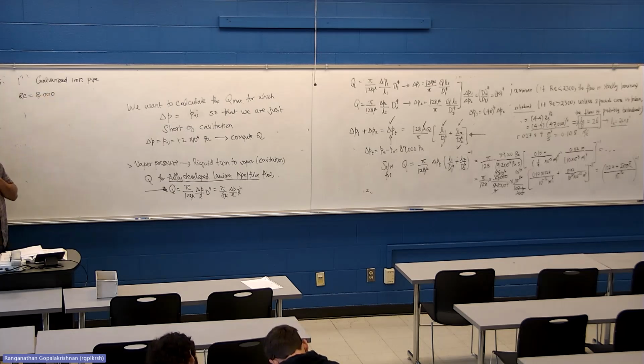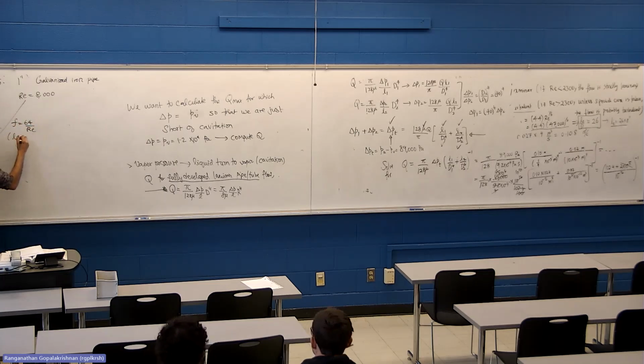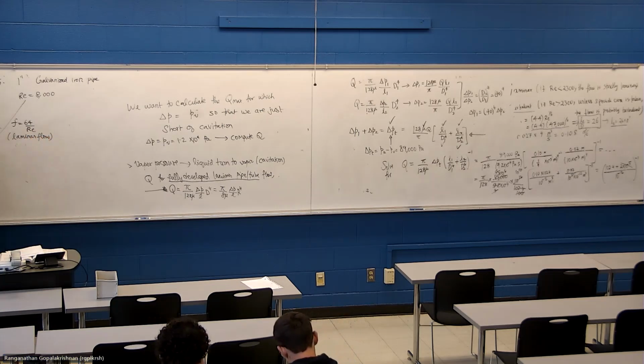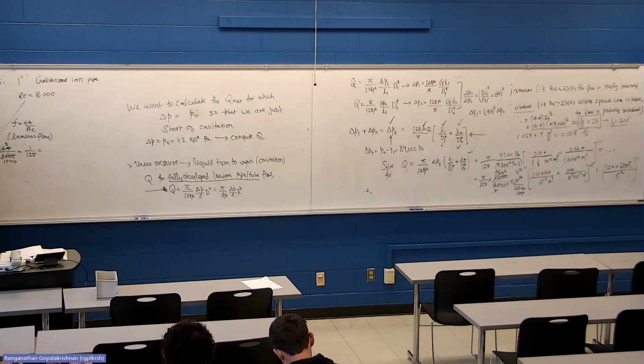The person stumbles across the simple equation of 64 divided by Re and uses this to calculate the friction factor. So they use F equal to 64 divided by Re, which is applicable for laminar flow. So F would be 64 divided by 8,000, which is 1 over 125. How much is that? Can you tell me?